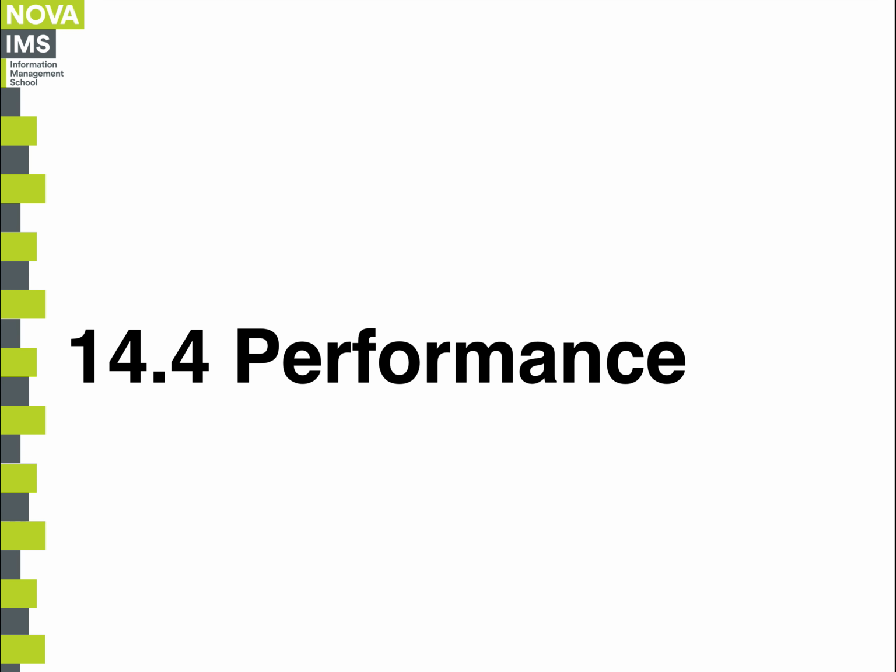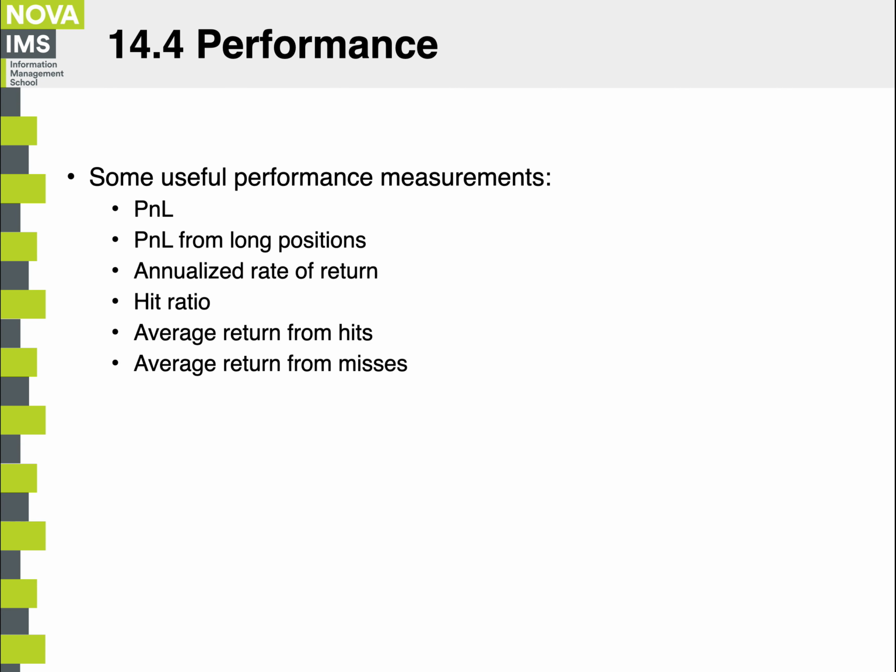Performance statistics. Returns numbers without risk adjustments. Let's take a look at some useful performance measurements. P&L, or profit and loss, is the total amount of dollars generated over the entirety of the backtest, including liquidation costs from the terminal position. P&L from long positions is the portion of the P&L dollars that was generated exclusively by long positions. This is an interesting value for assessing the bias of long-short market-neutral strategies.